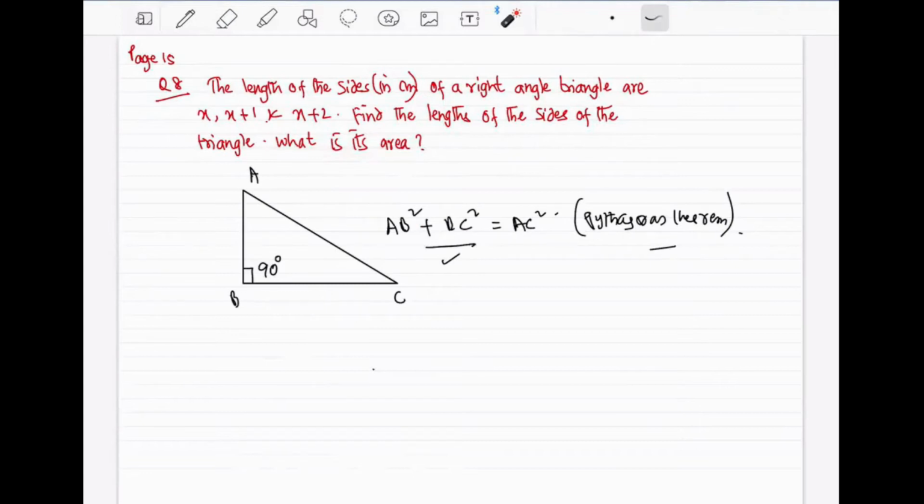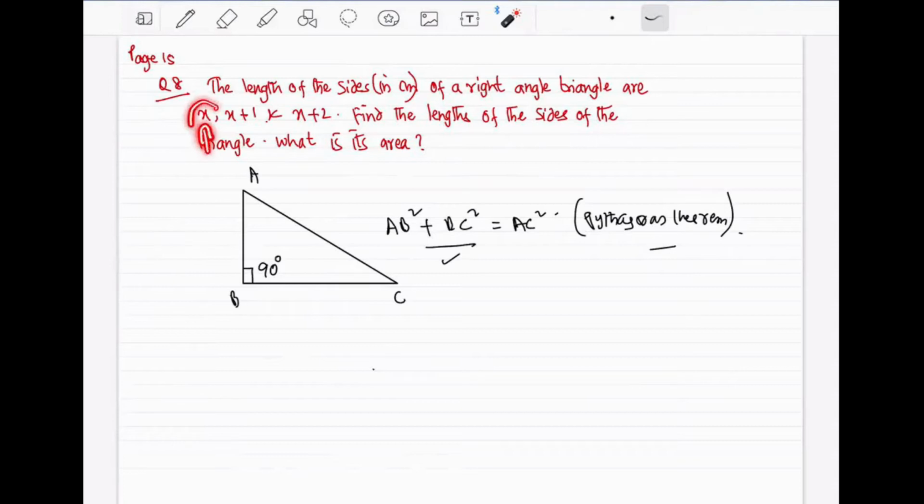Okay, here, look at the length of the 3 sides. One is x, other one is x plus 1. Last one is x plus 2. The value of x should be positive. Why? Because if I take the value of x as negative, let's say minus 3, it doesn't mean anything. Minus 3 cannot be the length of a side. The length of a straight line, you should always take it as a positive value. So the value of x is positive.